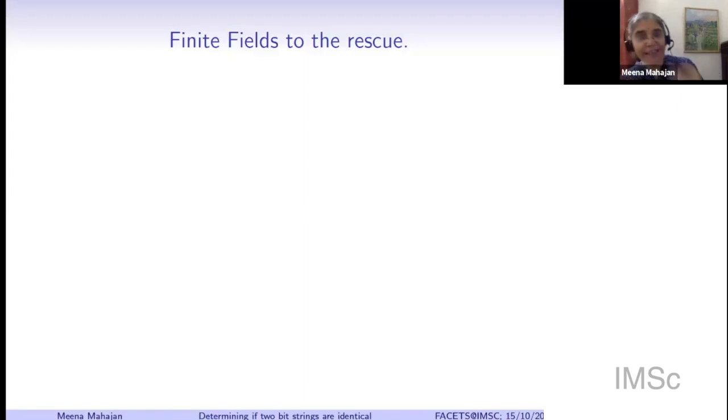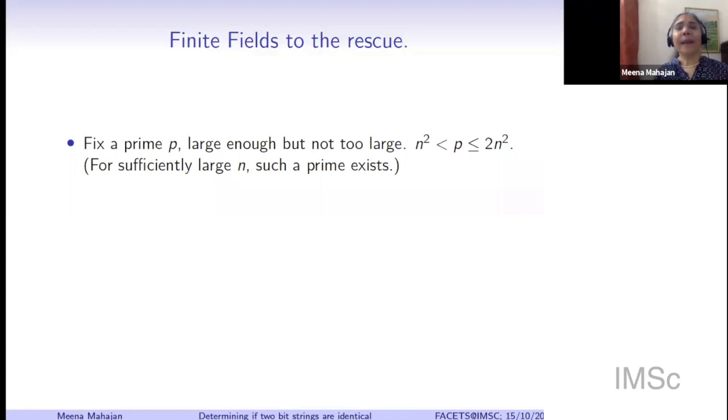Polynomial methods was the first idea. The second idea is finite fields. Fix a prime p which is sufficiently large, but not too large. Remember, we needed the range to be large. We said t should be roughly n square. So now I'll choose a prime p which is even more than n square, but it's not too large. It's not more than 2n square.